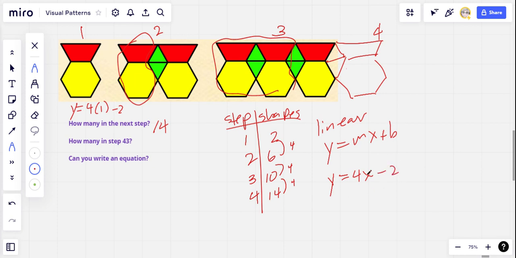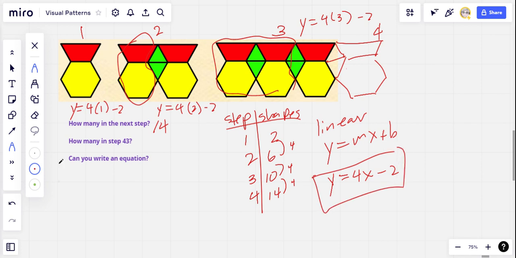But let's take this equation now and try it out in a couple of other steps. So y equals 4 times step 2 minus 2. Well, 4 times 2 is 8, minus 2 is 6. And that's how many shapes we have in step 2. Let's try step 3. Y equals 4 times 3 minus 2. And that 4 times 3 would be 12, minus 2 is 10. And yes, that's how many shapes we have in step 3. So this looks like a good equation. I'm going to jot it down here. Y equals 4x minus 2.